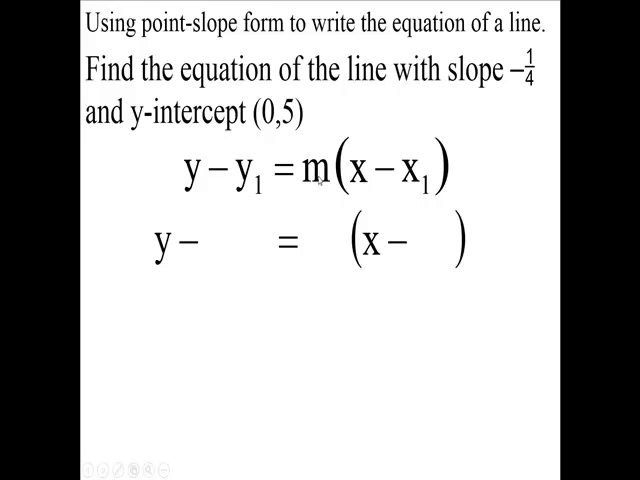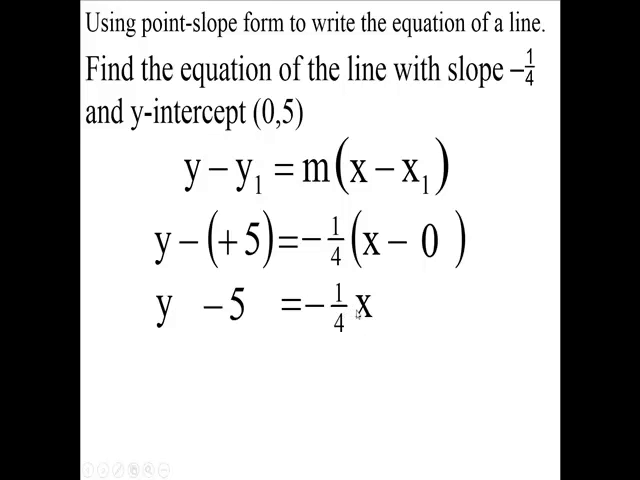Now m here is the slope, the negative 1/4. So fill in the negative 1/4 here. And then for x1, we're going to fill in the 0, and then fill in the 5 right here. If you write this a little bit clearer, you have y minus 5 equals negative 1/4 in front of the x. In other words, x minus 0 is x.